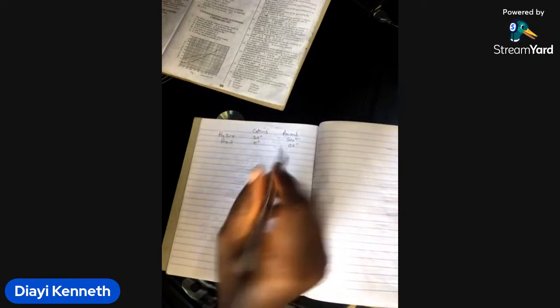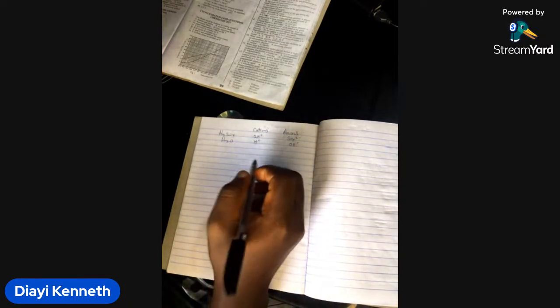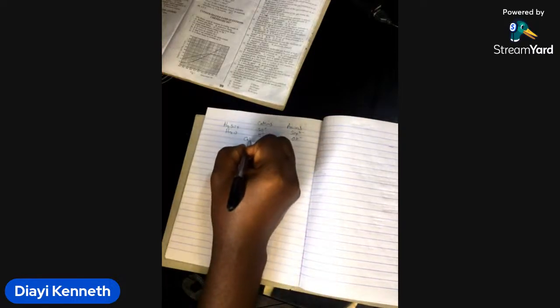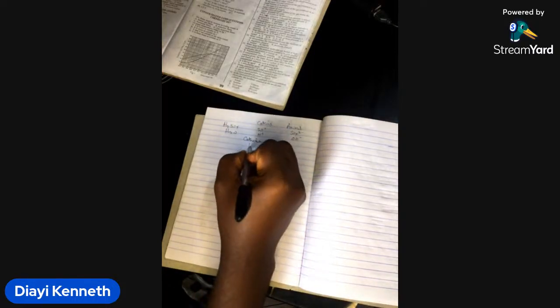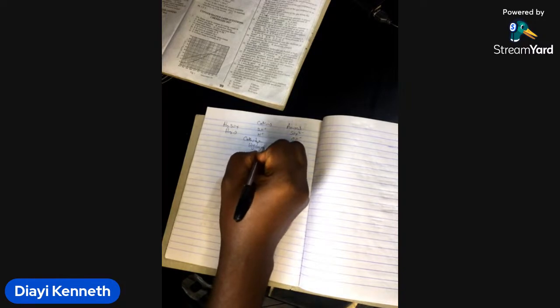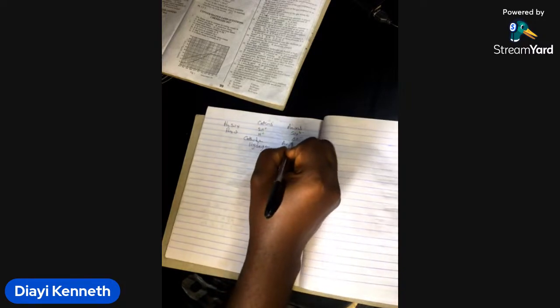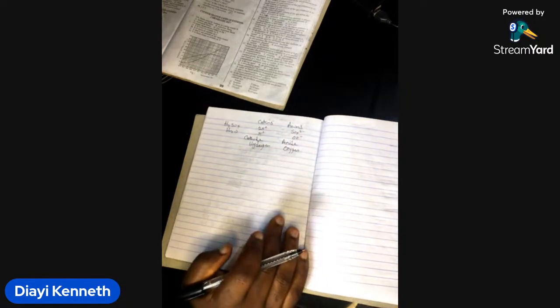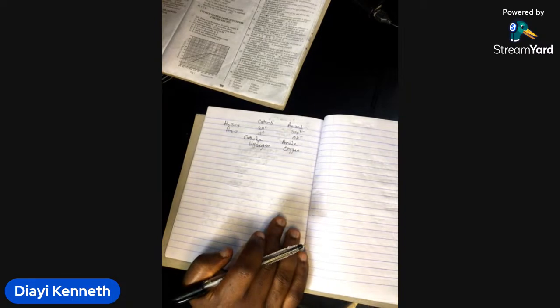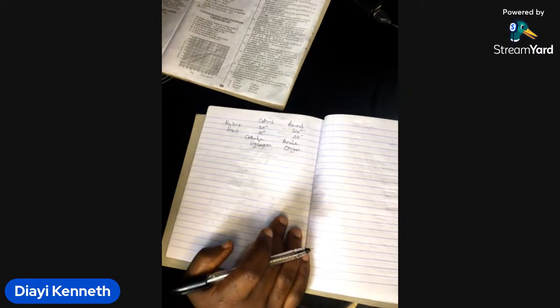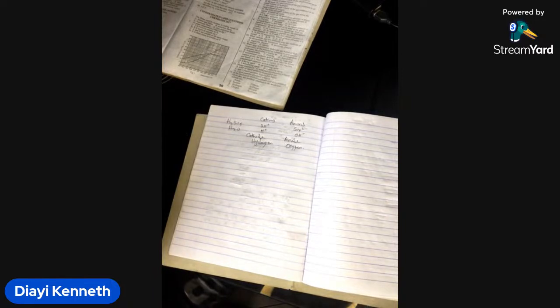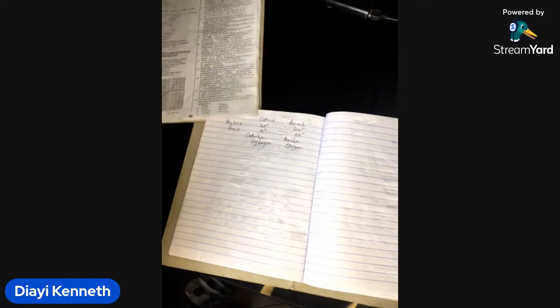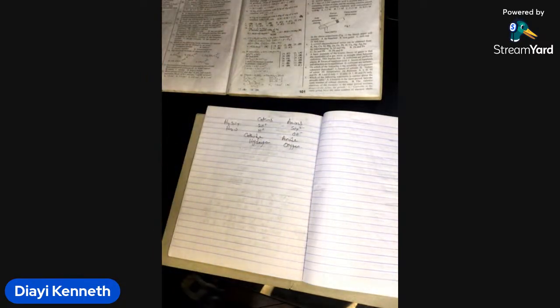OH minus. Now, the cathode here is hydrogen, and the anode is oxygen. So our option here is C. Number 14, the option is C, oxygen and hydrogen. Are we together? Please let me know if you're not following me.